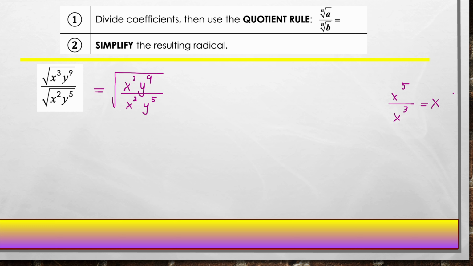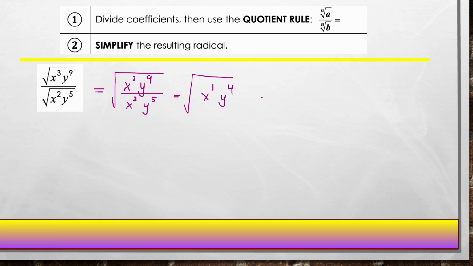Like x to the 5th over x cubed would be 5 minus 3 gets us x squared. It's the same thing here even with multiple letters. You just look at the x's and the y's separately. So for the x's here, x cubed over x squared is just x to the 1st. You don't need to put that 1, I like to put it though. And y to the 9th over y to the 5th is going to be y to the 4th.